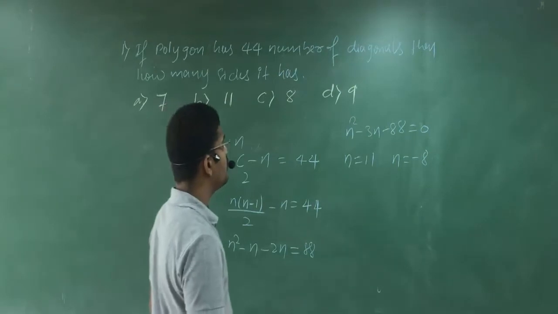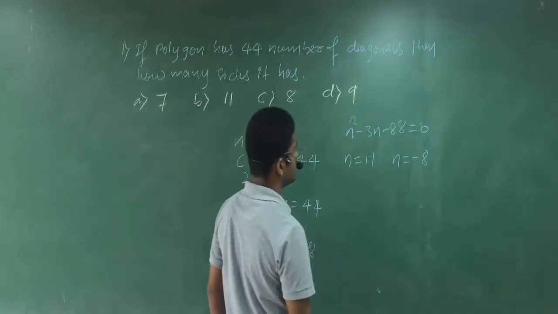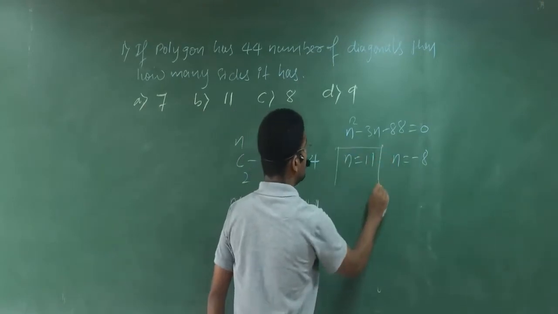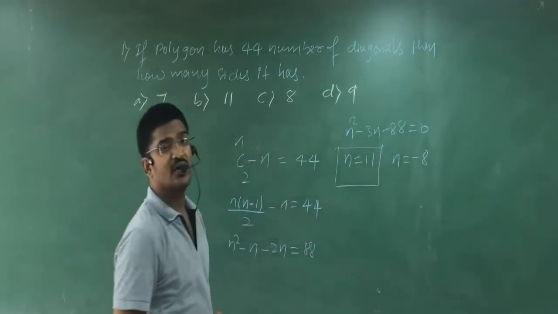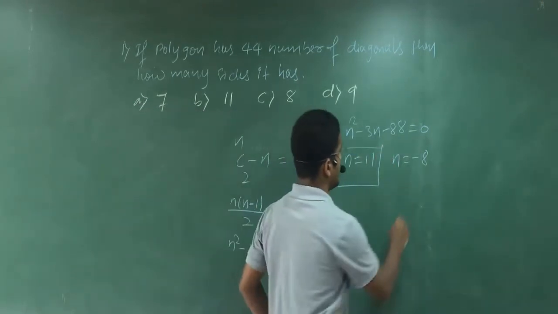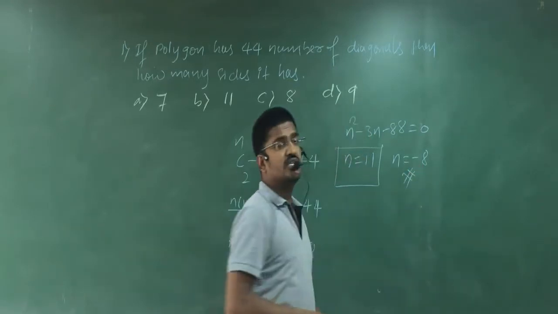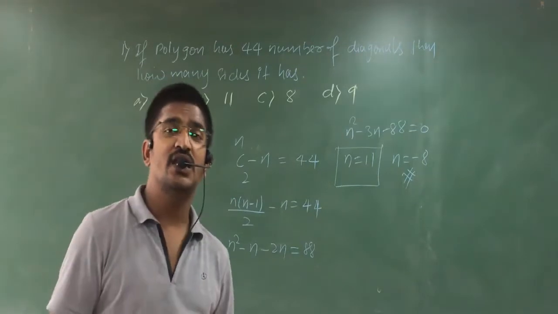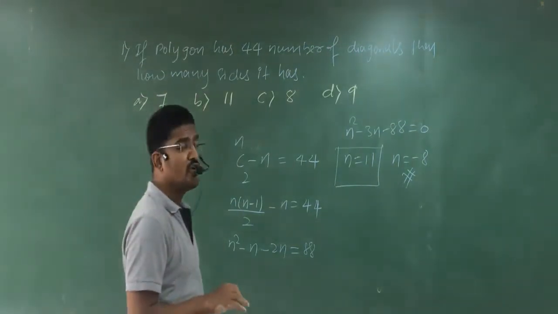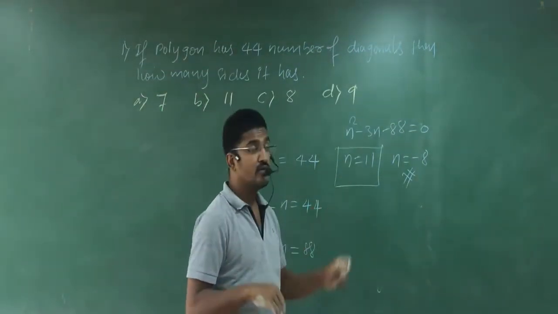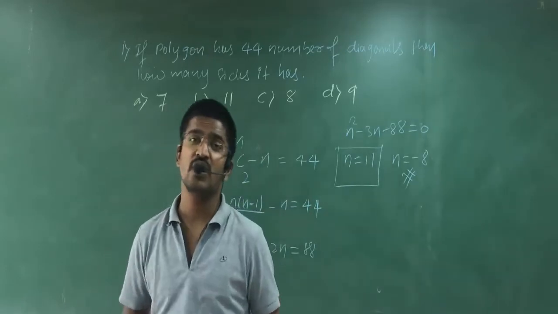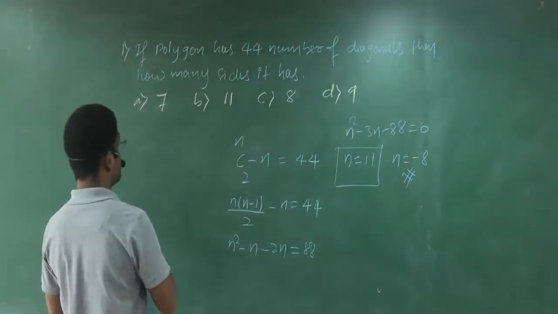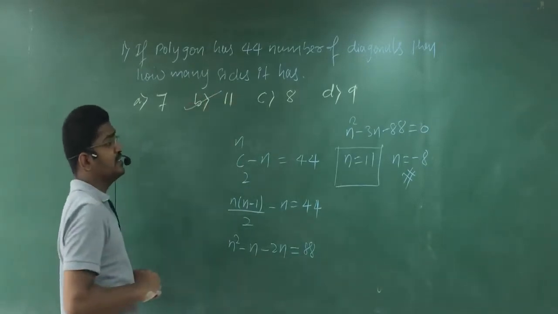Therefore, the total number of sides is n equal to 11, because minus 8 cannot be your answer just because it is negative. Negative cannot be the count of any diagonals or any persons. Counting numbers can be positive only. So n equal to 11 will be your answer. Therefore, 11 is your answer.